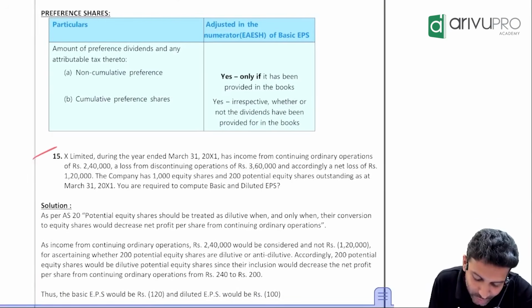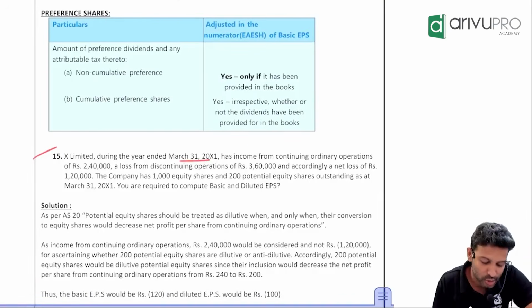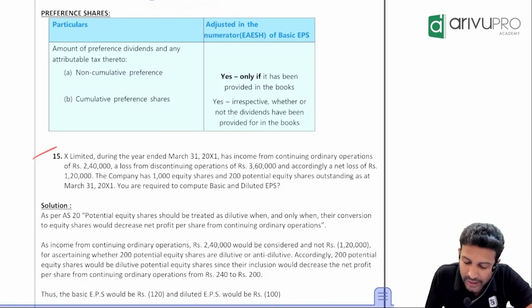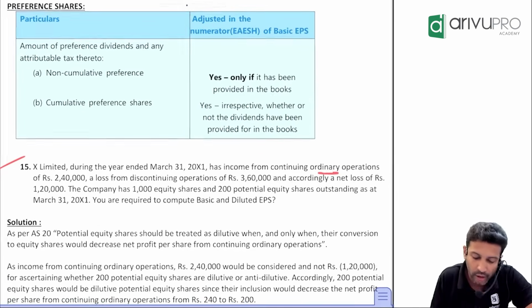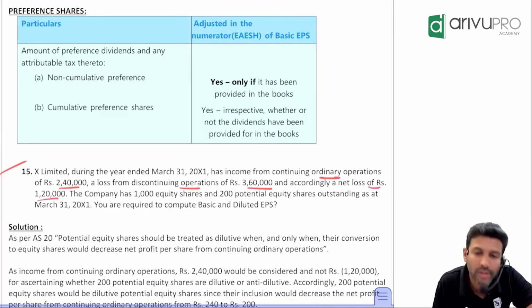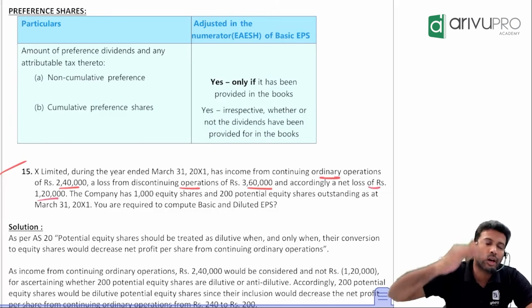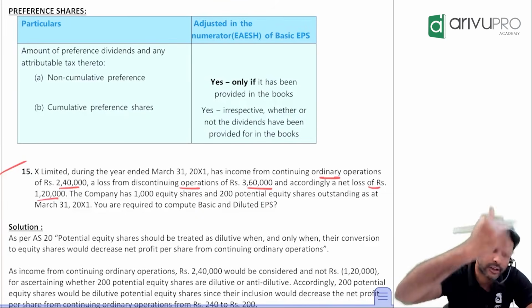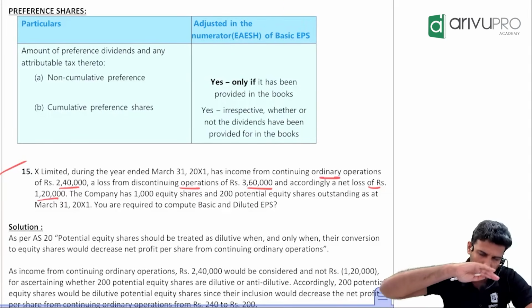During the current year ended 31st March 20x1, the company has income from continuing ordinary operations of 240. Loss from discontinuing operation is 360. Accordingly, the net loss was 120. So there is something called continuing operations and discontinuing operations. AS 24 talks about it more.